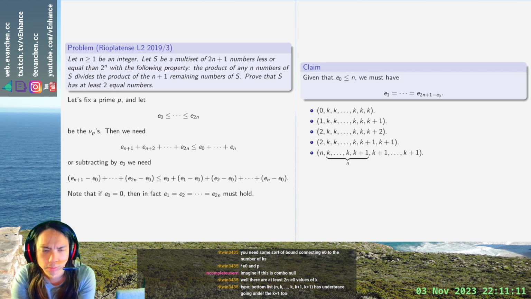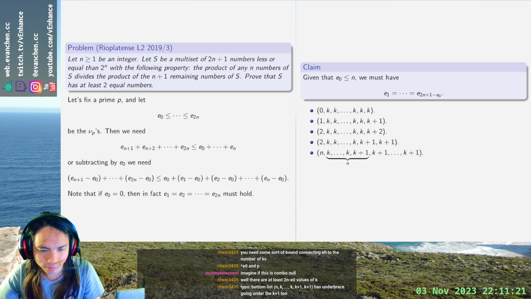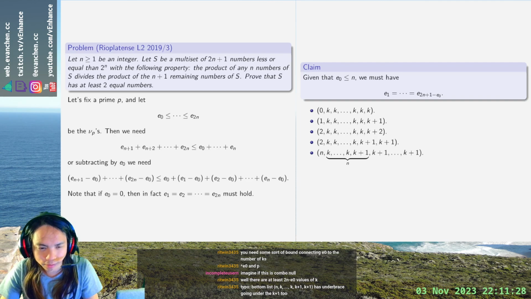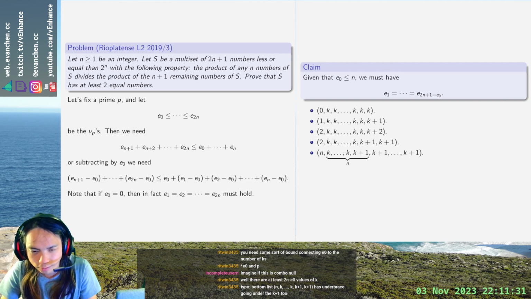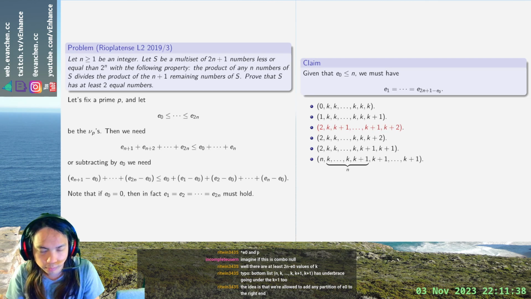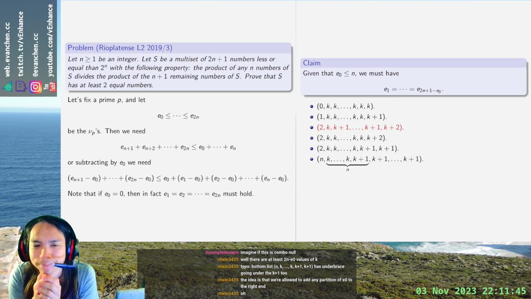No, is that bad? Hang on, I'm super confused. Oh, help! No, something's wrong. Sorry, I missed examples, didn't I? Is this new one that I just added okay? It's like 2k, k plus 1, up to k plus 1, k plus 2. I think this one also fits.